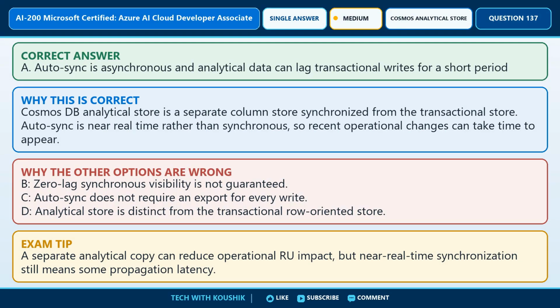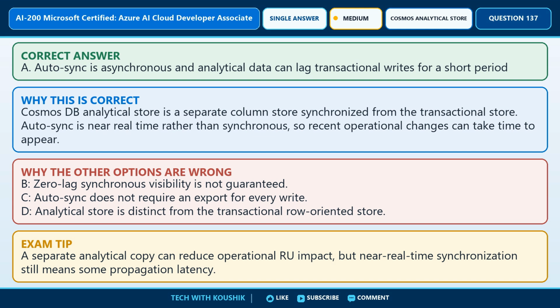After elimination, select option A. Autosync is asynchronous and analytical data can lag transactional writes for a short period. Here is the reasoning that confirms the answer. Cosmos DB Analytical Store is a separate column store synchronized from the transactional store. Autosync is near real-time rather than synchronous, so recent operational changes can take time to appear.